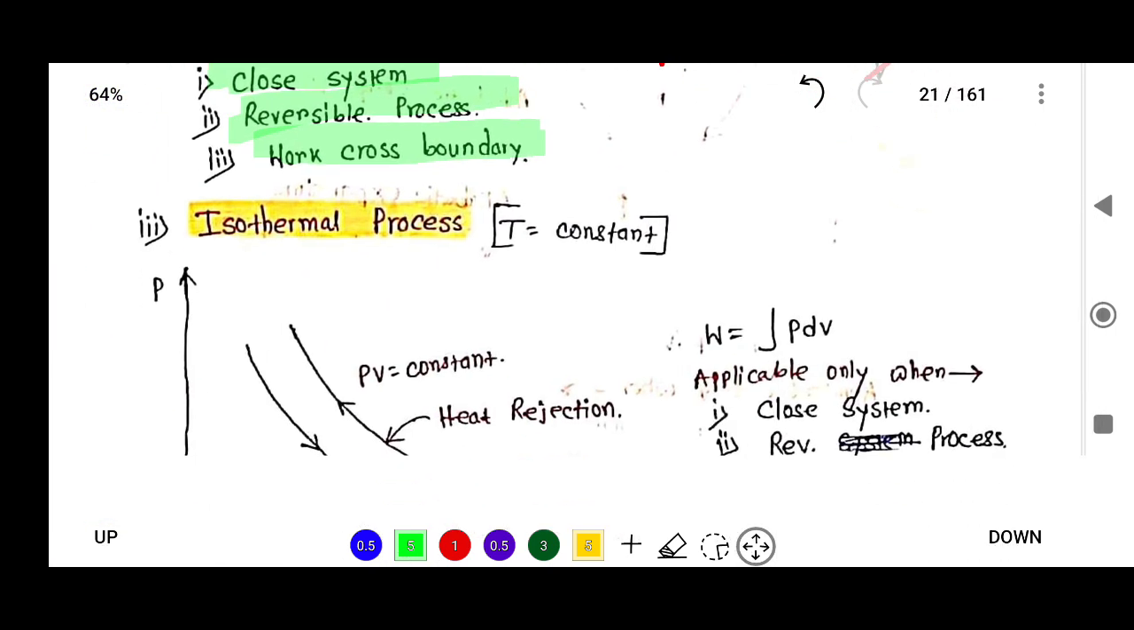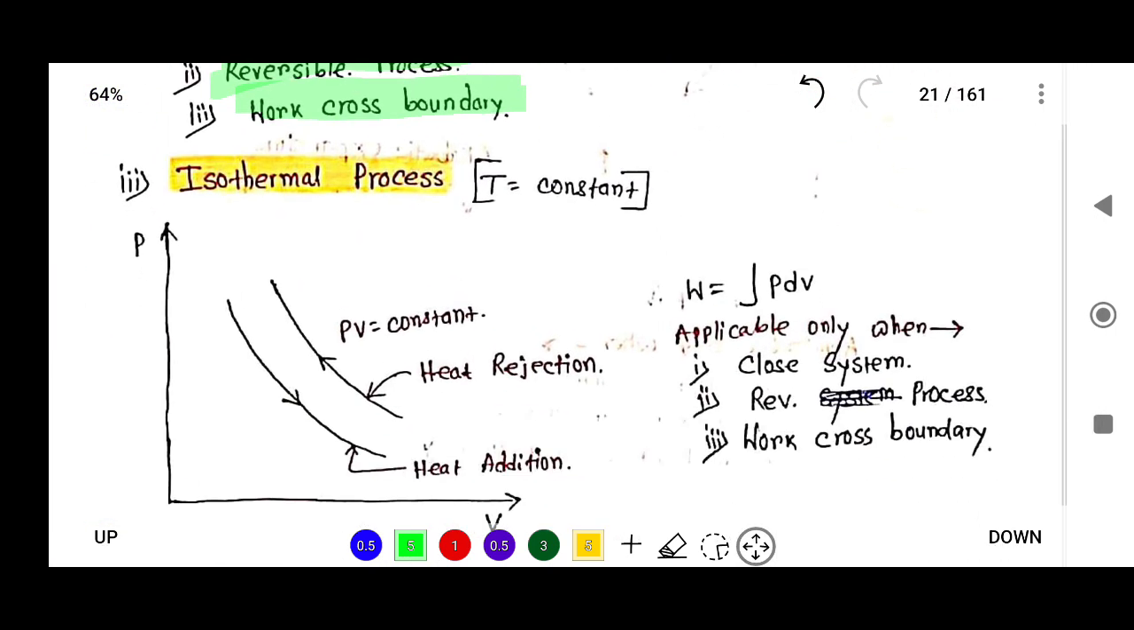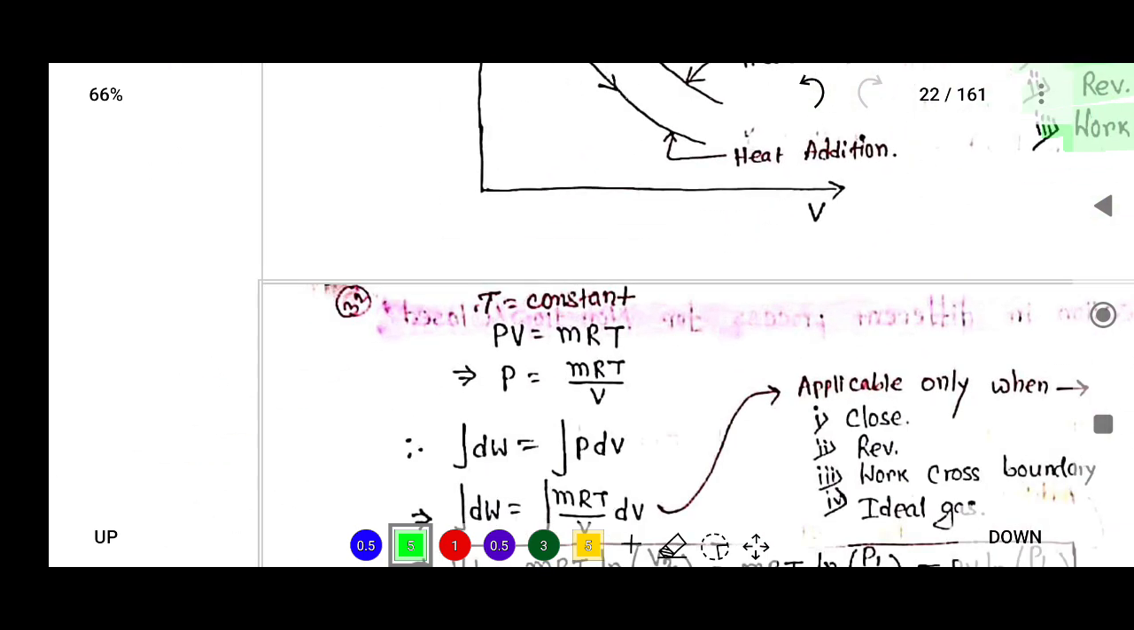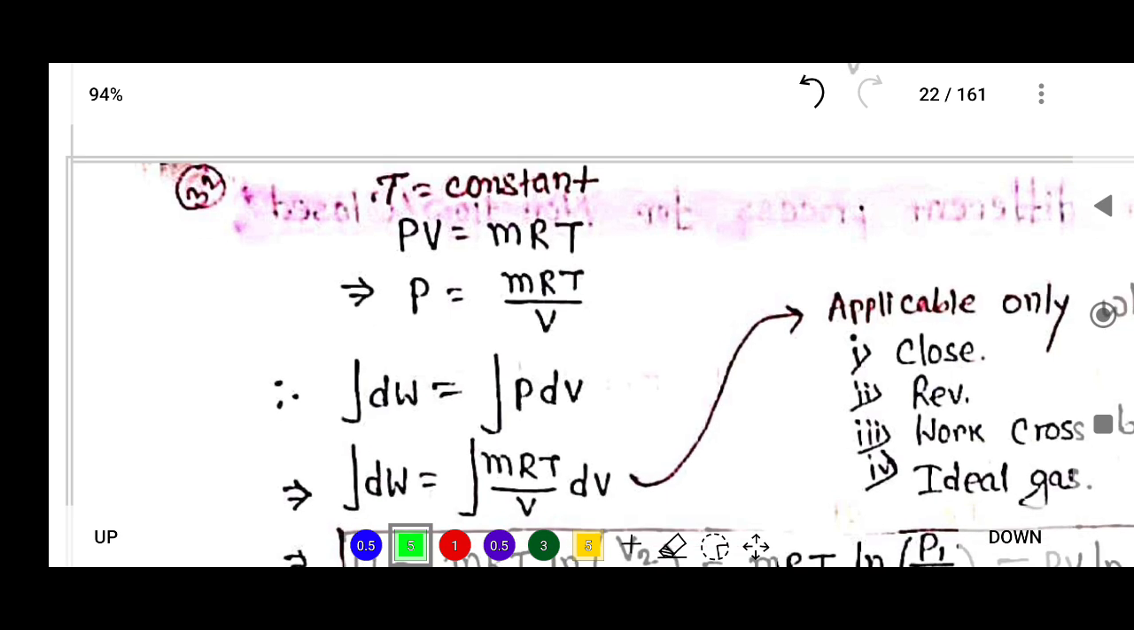Okay, now focus on the isothermal process. Isothermal means temperature is equal to constant. If you want to calculate work done, what is the formula? W equals the integration of PdV. This formula is applicable for a closed system, reversible process, and work crossing the boundary. Now here temperature is equal to constant, and we know the ideal gas equation PV equals mRT. So from here you can say that P equals mRT by V.